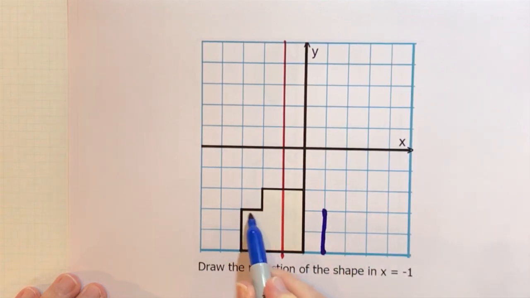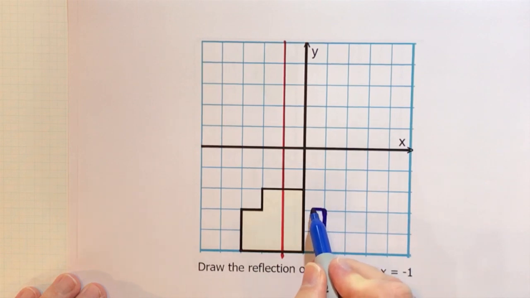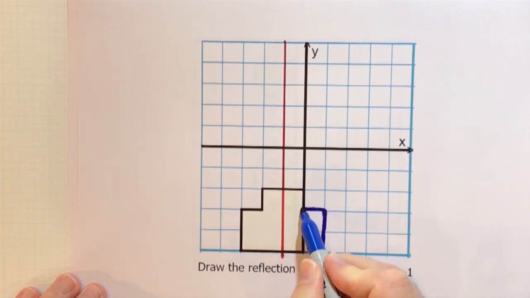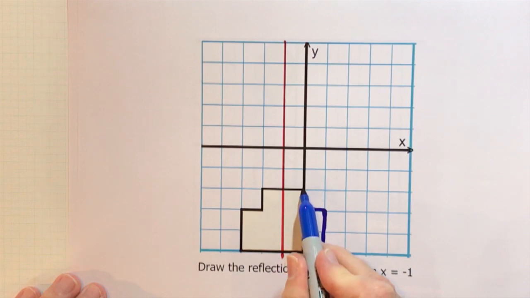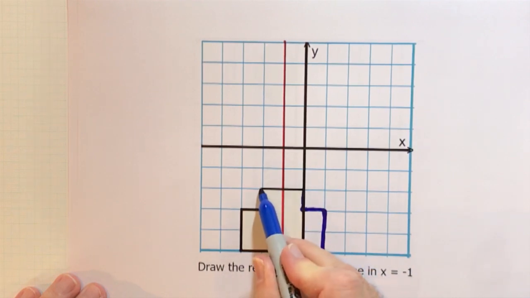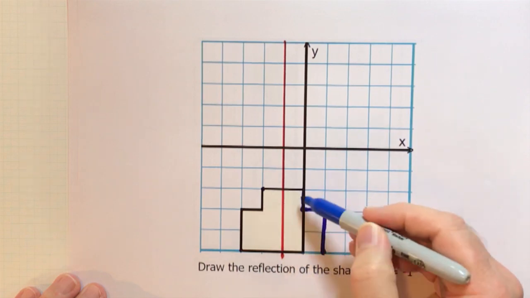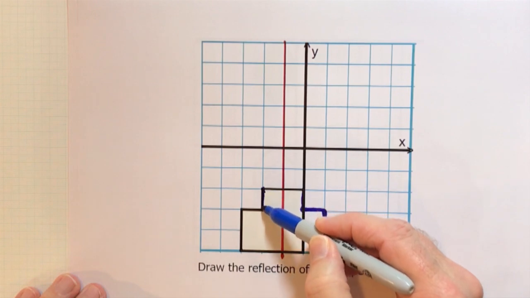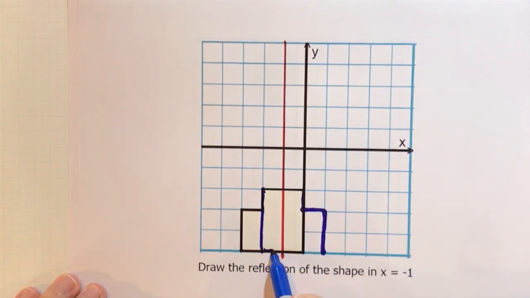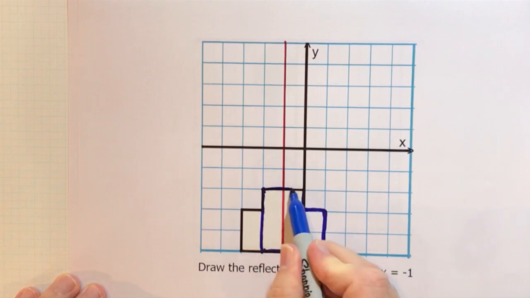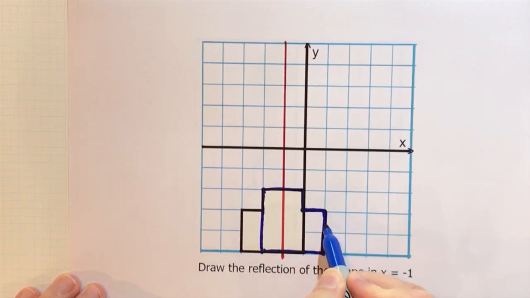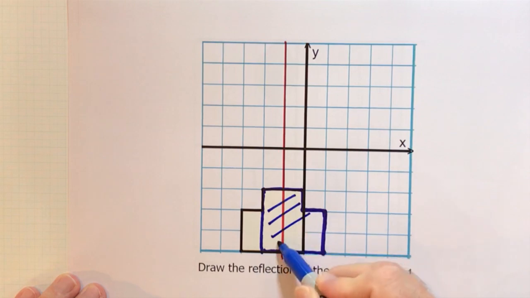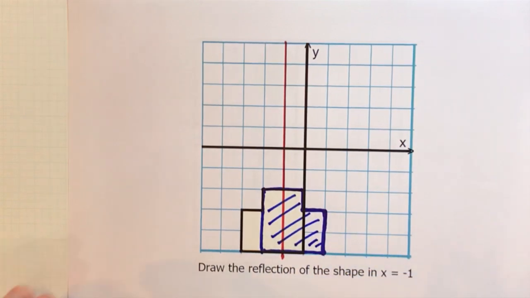So then I can see the shape goes in by 1 square, and then it goes up, and that point is reflected to here, and then the next point is this one here, which is reflected to here. So my reflected shape looks like this. And I'll colour it in, or shade it in very roughly. It looks like that. That is the reflection in the line x equals -1.